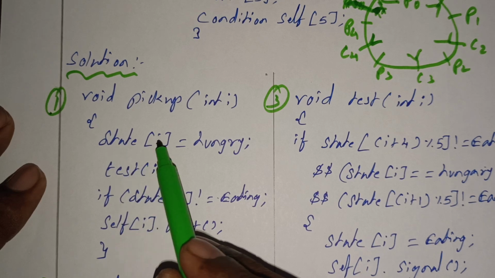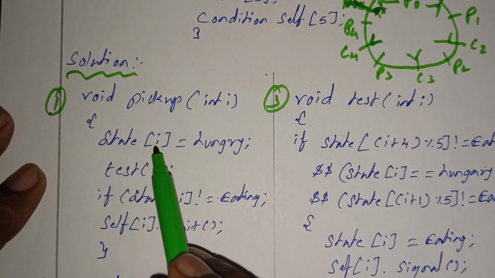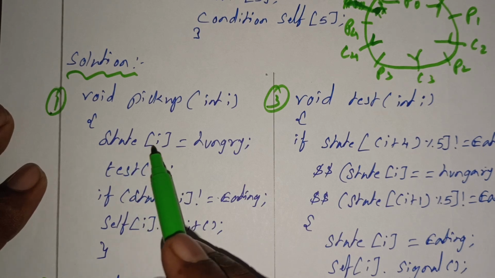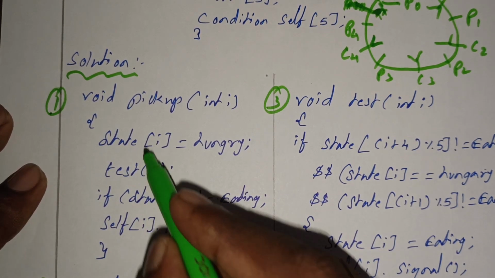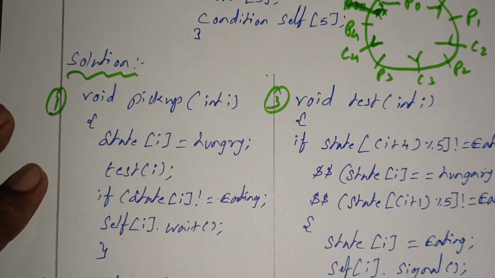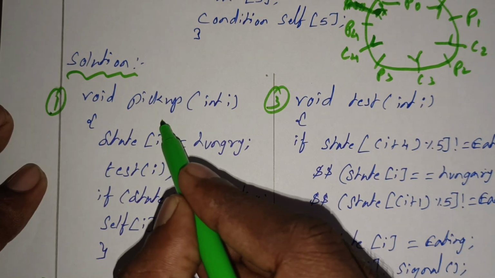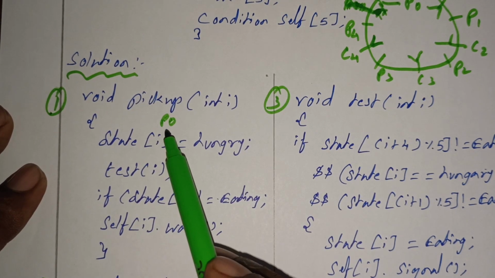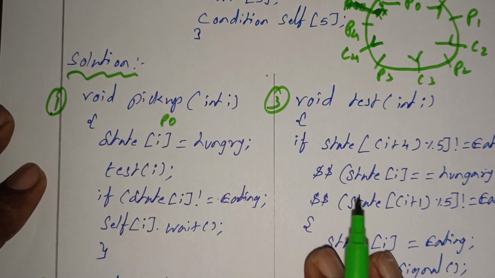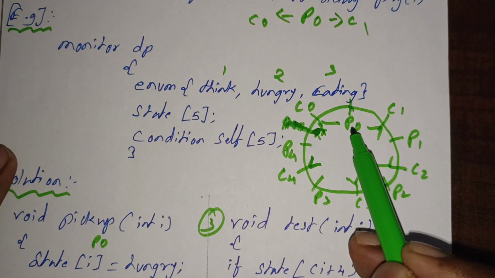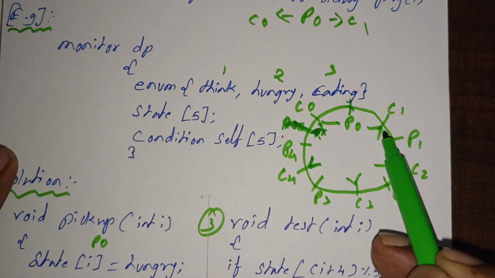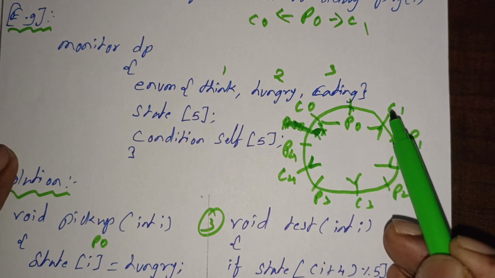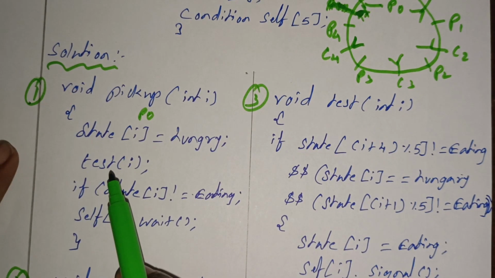Now say for example state of i. State means the number of philosophers available at that particular round table. I told you I am going to start with philosopher number 0, so the value of i here is P0. So P0 is equal to hungry. I told you already, if P0 is hungry, it will check two things. One is that the left and right side of this philosopher should not be eating. That means C0 and C1 will be free. So it is going to test now.